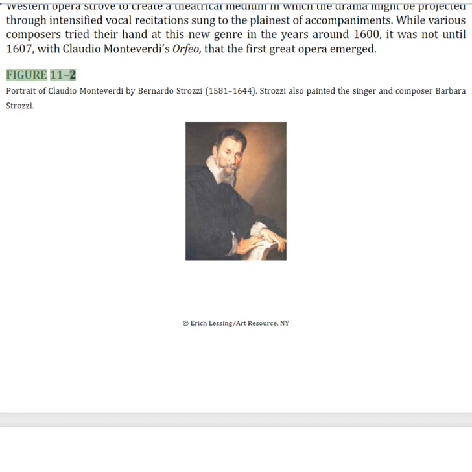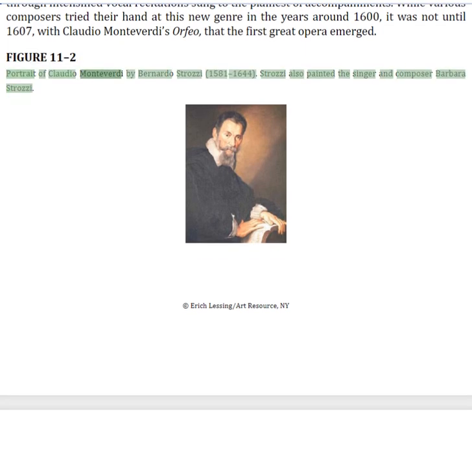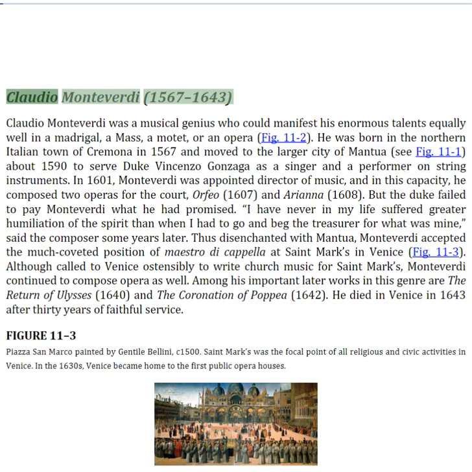Figure 11.2. Portrait of Claudio Monteverdi by Bernardo Strozzi. Strozzi also painted the singer and composer Barbara Strozzi. Eric Lessing, Art Resource, New York. Claudio Monteverdi.